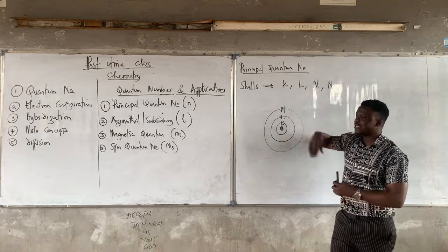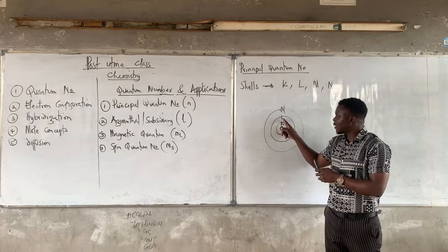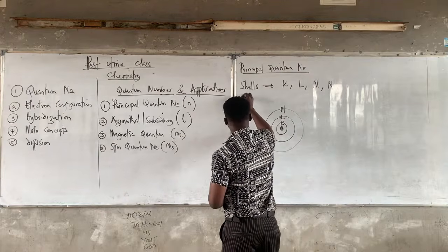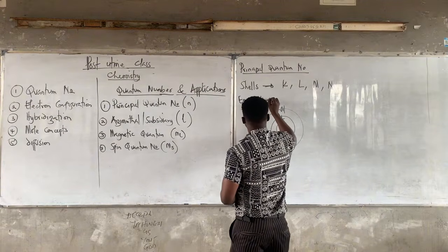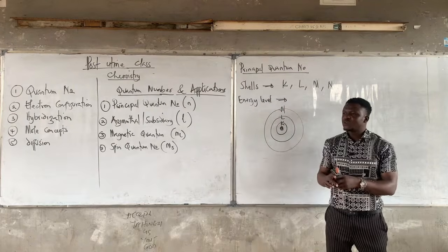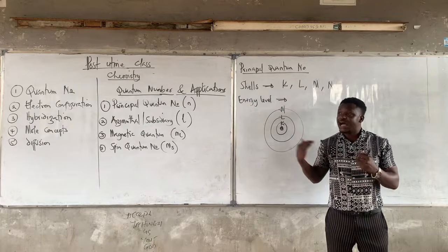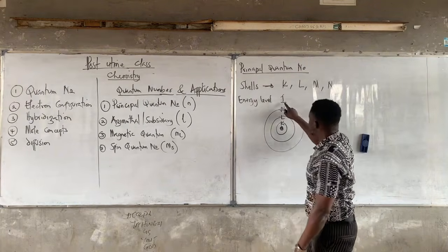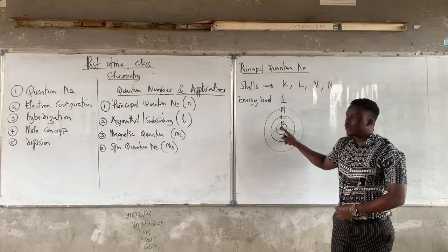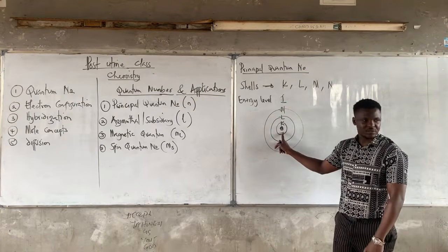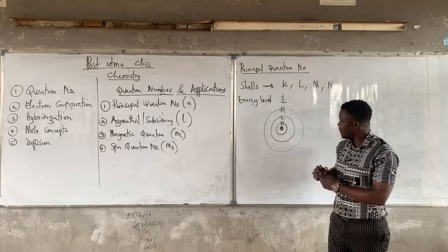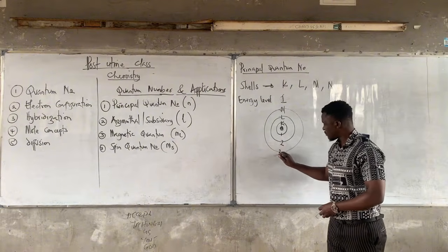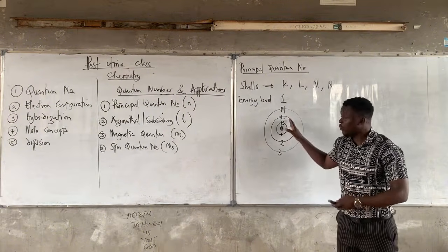Now, principal decided to tell us that instead of using letters to designate each of these, we say energy level. So if an atom has 4 shells, you can equally say that atom has 4 energy levels. In place of K, this is the first energy level. You don't count it from outward. You count it from inside. So this is shell number 1, this is 2, and this is 3. Whenever we talk about shells, this is what we are referring to.